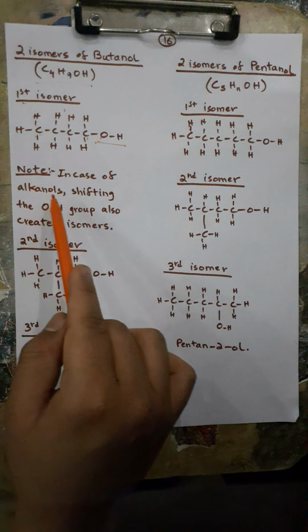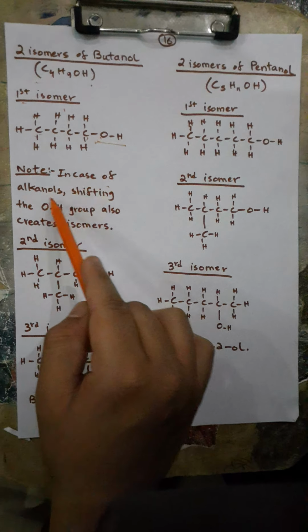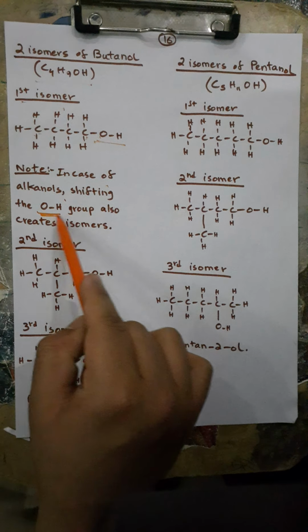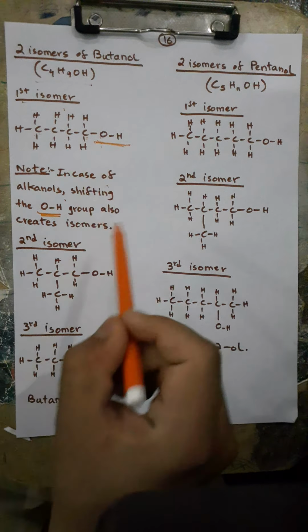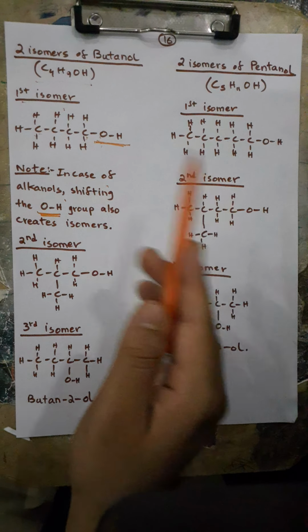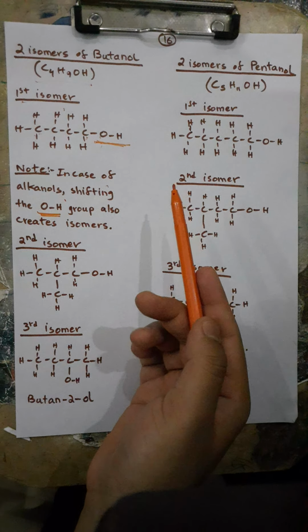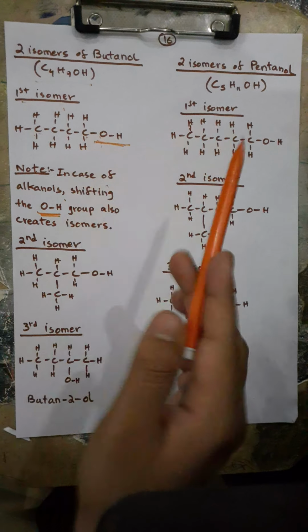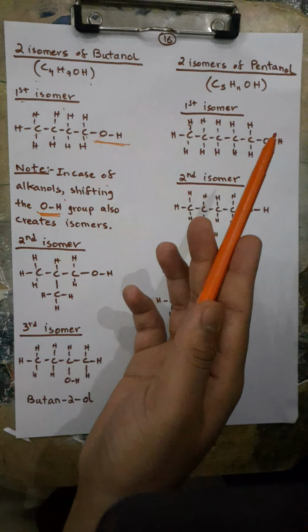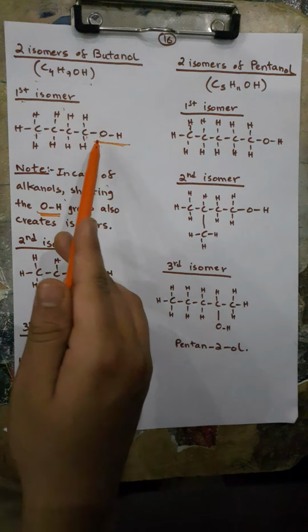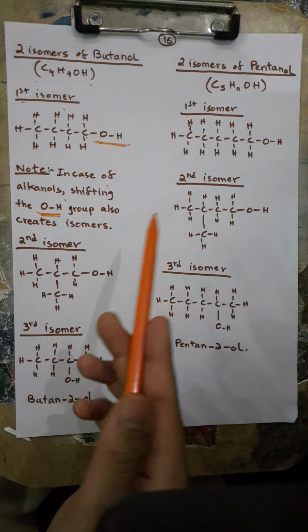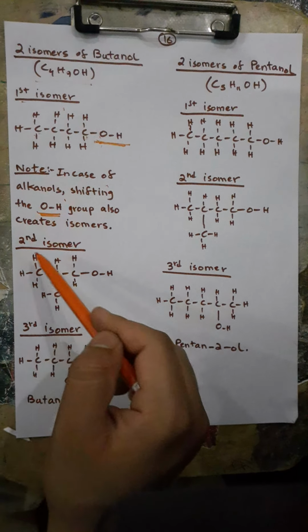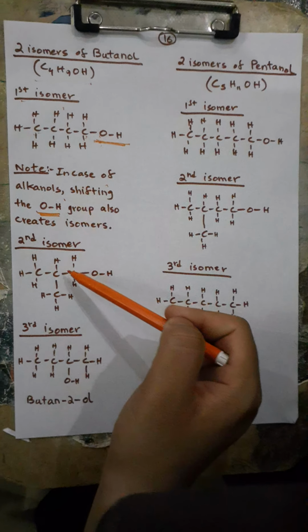C4H9OH. Now there's a note that in case of alkanols, shifting the OH group also creates isomers. In alkanes, we only shift carbon. In alkenes, we shift the carbon and the double bond, and in alkanols we shift this OH group and the carbons. So what will be the second isomer?